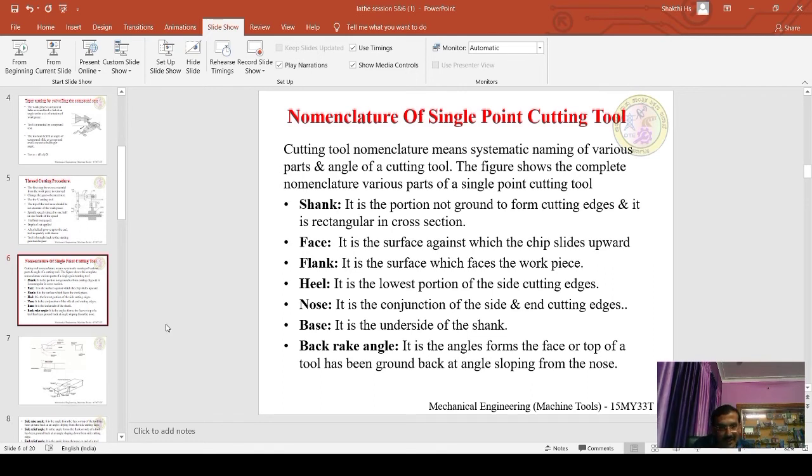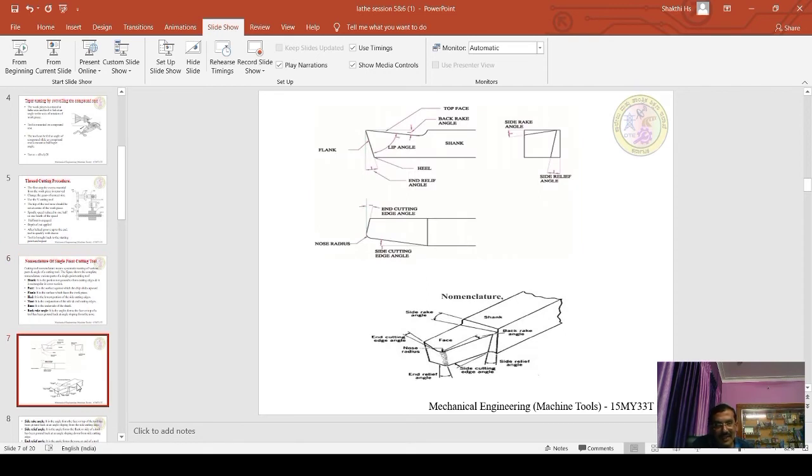Different nomenclatures and parts are shown in the figure in 3D sketches, in the front view, side view, and top view. These are the different nomenclatures of a single point cutting tool.